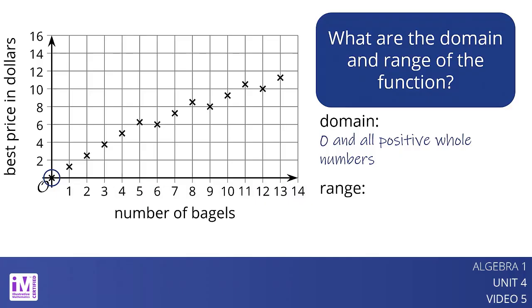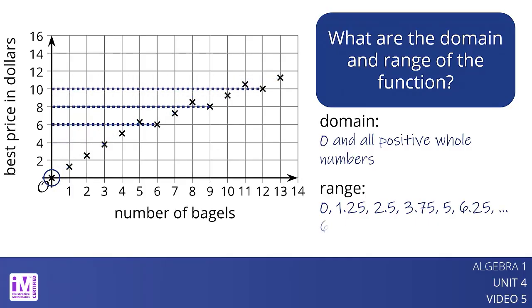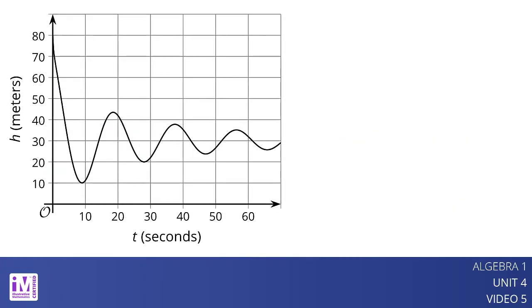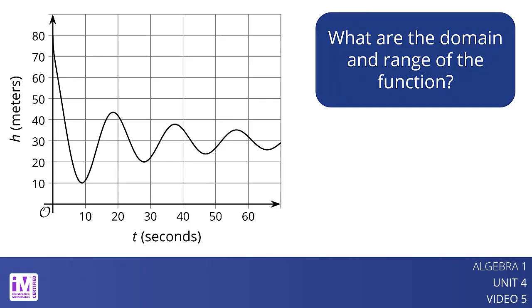The best price can be $0 for buying 0 bagels, certain multiples of $1.25, certain multiples of 2, and so on. Let's see another example. This graph represents the height of a bungee jumper as a function of seconds since the jump began. What are the domain and range of the function?